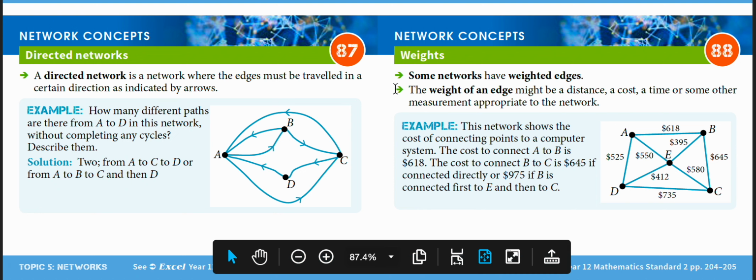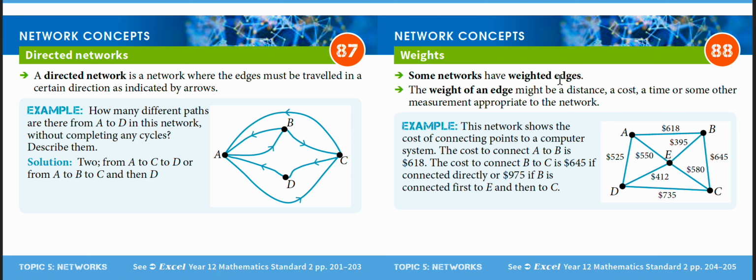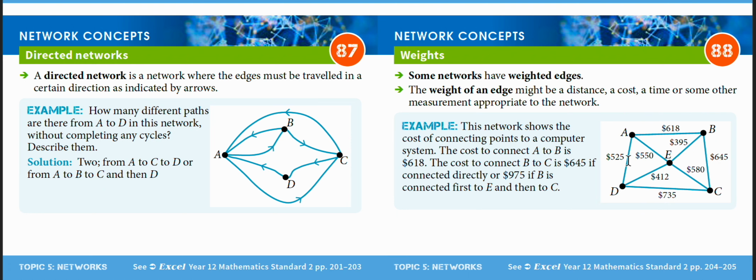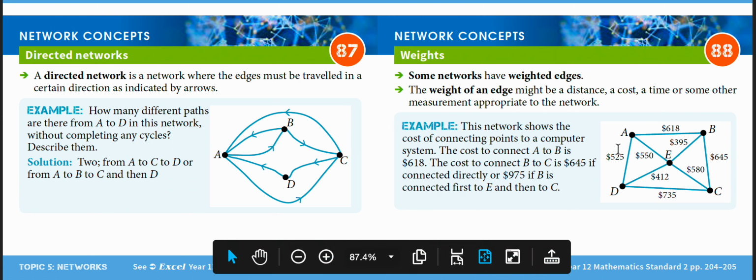Now let's take a look at the word weights. Some networks have weighted edges. In applications, you will definitely make use of this. If there is a number on this line right here, this is your edge. That means that's the weight of the edge. Now, the weight of an edge might be a distance, a cost, a time, or some other measurement appropriate to that particular network. So in this network, we are using money, the cost.